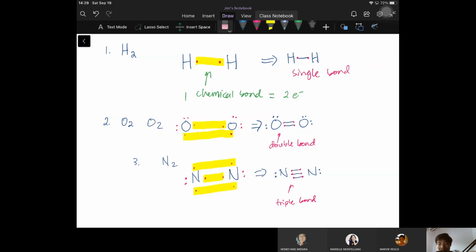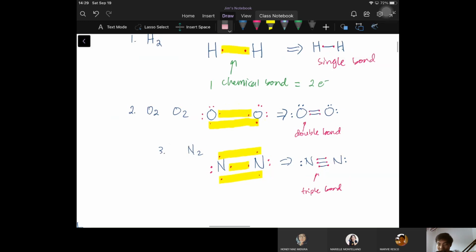Again, ano yung octet rule? It requires 8 electron for it to be stable. Sino yung hindi sumusunod sa octet rule? Number 1 is si hydrogen and helium. Bakit? S orbital lang meron sila. Wala silang p orbital kasi. So, yan. So, in the future, next meeting, malalaman nyo yung iba pang violations. Pero for now, yan lang yung alam natin.